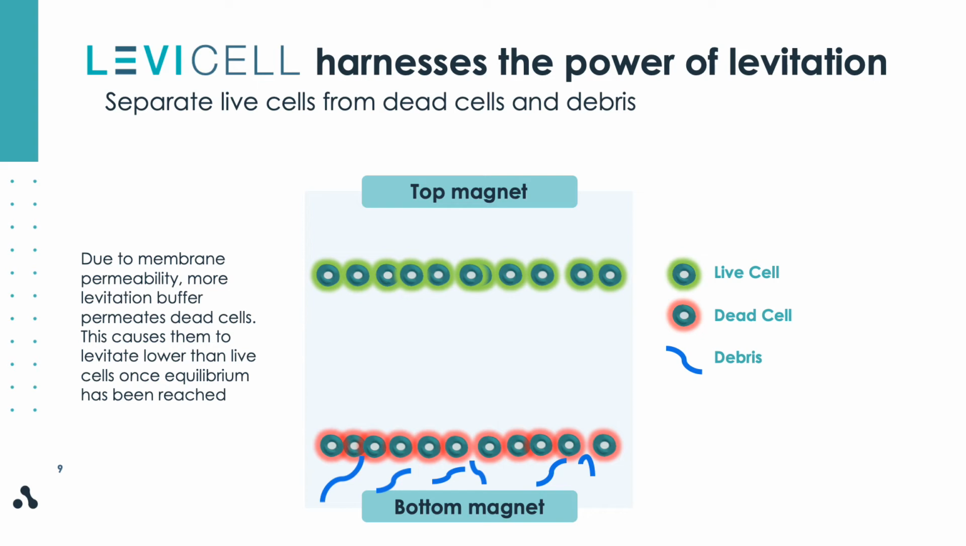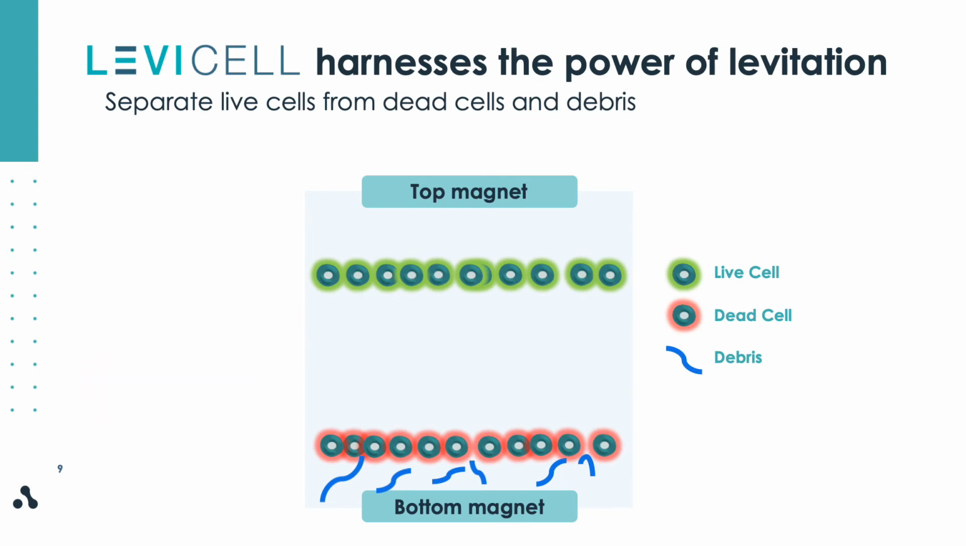So what we're doing here is using the inherent stability and the cell membrane functionality to separate out live cells from dead cells. Once these cells are levitated, it's quite easy for us to collect the fraction of interest.